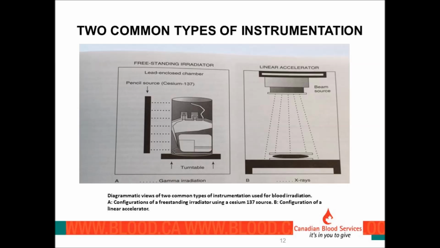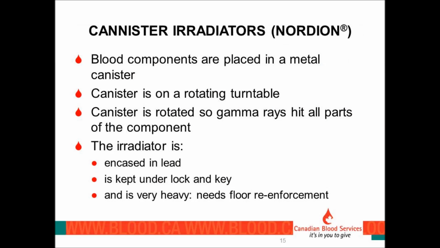So two of the common types of instrumentation are a freestanding irradiator, a canister one like we use in Canada, or a linear accelerator where you produce the X-rays and you have the beam source. With the linear accelerator, you flatten it, and with a canister form, you rotate. The product is inside a canister which rotates, and then this beam of irradiation gets to all of the product while it's being irradiated. So those are the two types.